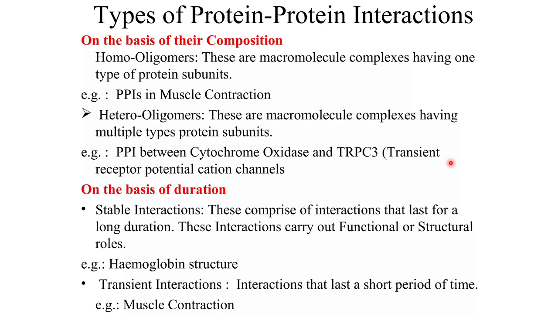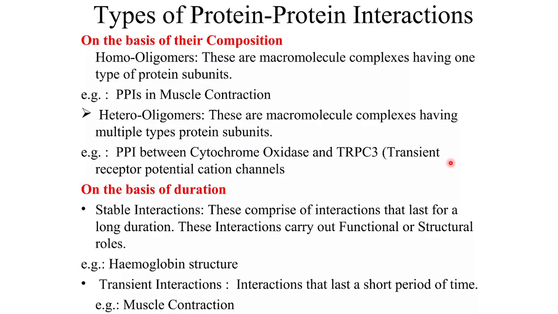it enables filament sliding. Now, protein-protein interactions can be of different types. They can be categorized on the basis of their composition. You have the homooligomers, where the macromolecule complexes have only one type of protein subunit, like protein-protein interactions in muscle contraction. Then you have the heterooligomers.